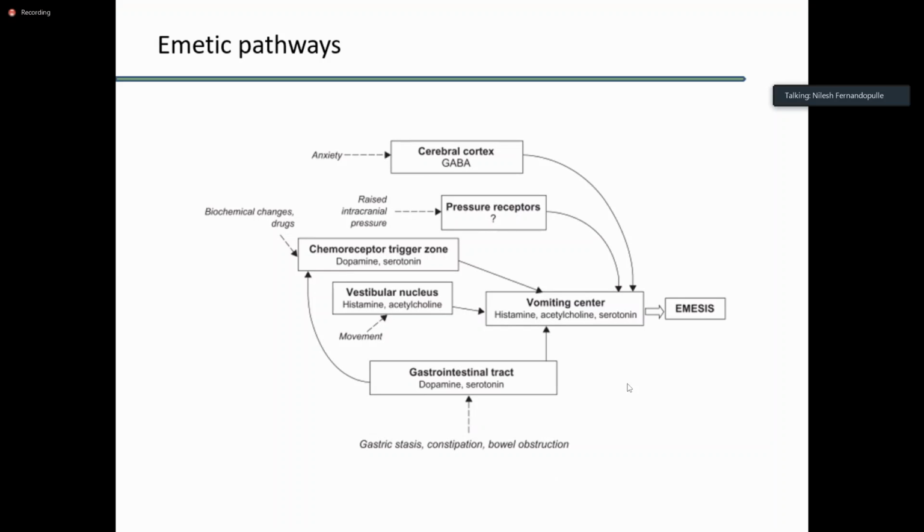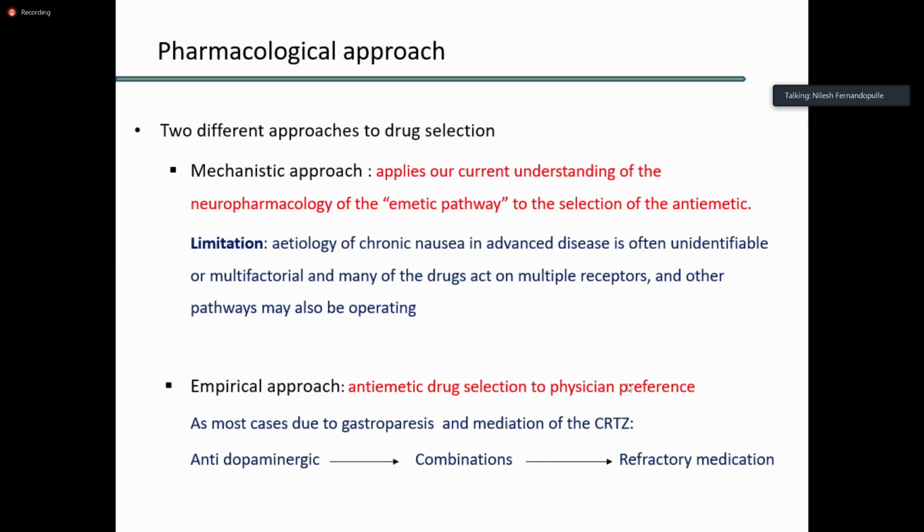Chemoreceptor trigger zones are affected by toxicity, or the vestibular nucleus might be involved due to movement problems. So if you can find out where the pathology is originating from, you can treat that particular point. But the problem, like I told you, is that it's sometimes very difficult to identify them. And also it's multifactorial. Somebody might be vomiting because of a GI problem plus a chemoreceptor trigger zone problem. So sometimes it's not easy to find that particular etiology and treat it, although we try to do it.